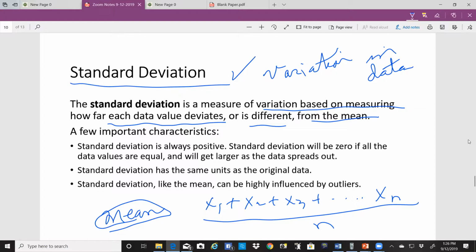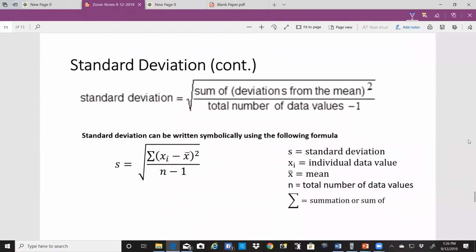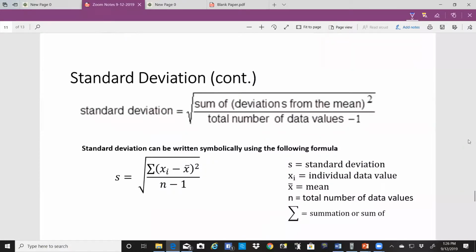Now, you're going to take every data point, x, and subtract off x bar, which is the mean, and square it and add all that up. So here's the big thing you're going to do. The standard deviation is a sum of all the deviations from the mean squared.